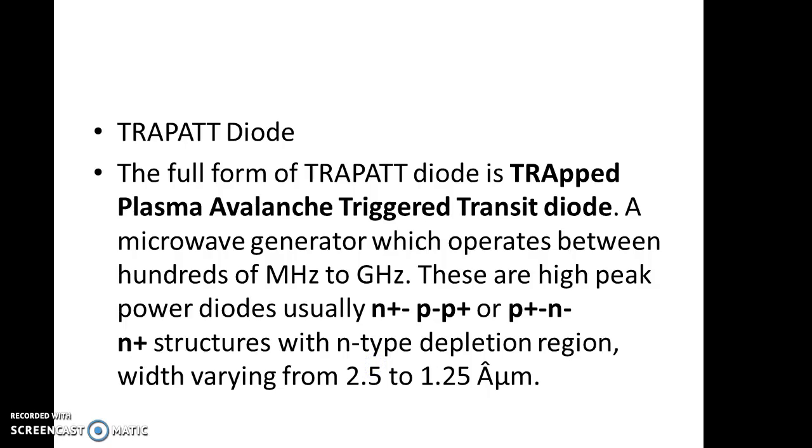The full form of TRAPATT diode is trapped plasma avalanche triggered transit diode, a microwave generator which operates between hundreds of megahertz to gigahertz. These are high peak power diodes, usually N plus P P plus or P plus N N plus structures with an N-type depletion region varying from 2.5 to 1.25 micrometers.